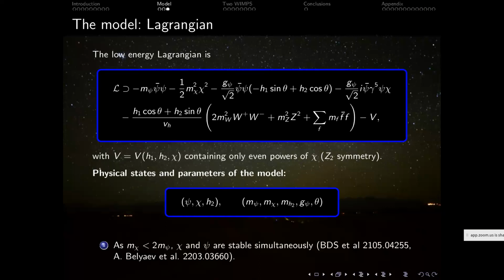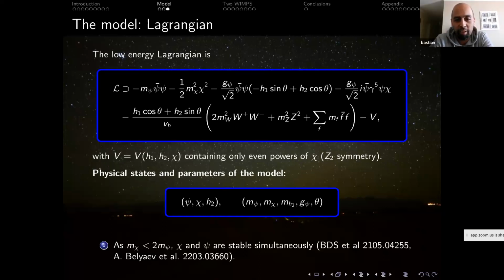We have three fields: the fermion, the pseudo-scalar, and H2. 5 parameters: the 3 masses of each of them, the Higgs side, this Yukawa-like coupling, and theta, which is this parameter that we were talking about. In the case when the mass of the pseudo-scalar is below twice the mass of the fermion, both states become stable simultaneously.